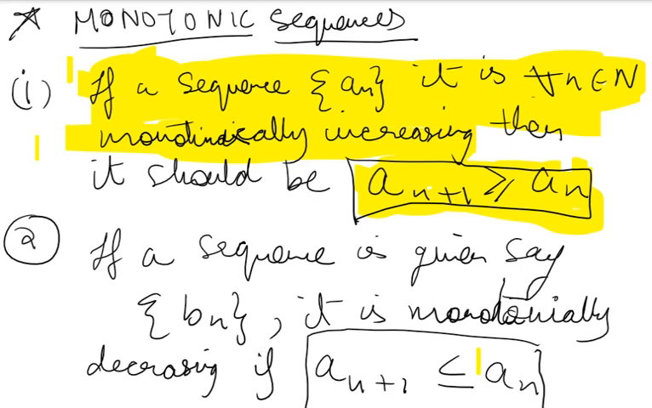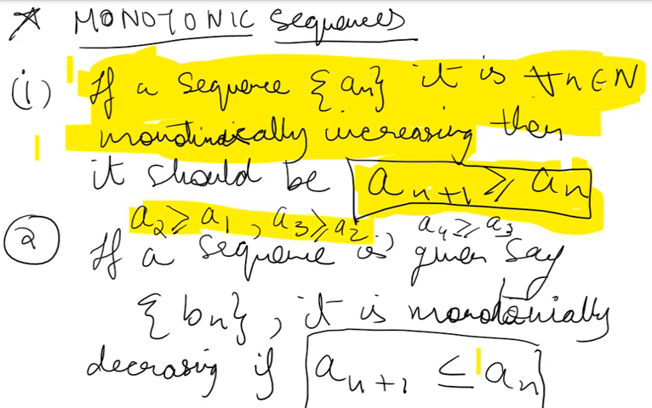So what I'm trying to tell you here is this. You will have a2 greater than or equal to a1, then a3 greater than or equal to a2, then a4 greater than or equal to a3, and so on. So you will have sequences going on like this for the first one, that is the monotonically increasing type of sequence. If you notice carefully, this that is going on is basically the same thing that has been given here: an plus 1 is greater than or equal to an.